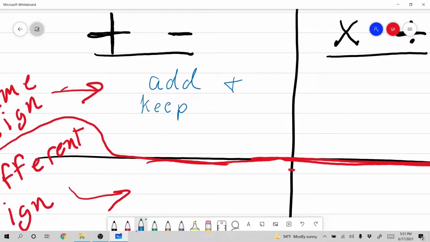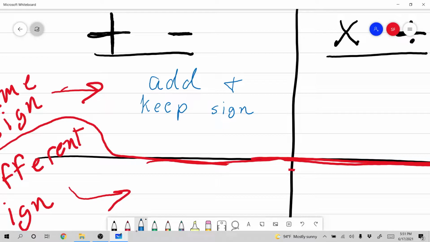Okay, so if they're both positive, then we add and our answer is positive. If they're negative, then we add and the answer is negative. We'll do several examples. I've got a big old quick list of examples, right?